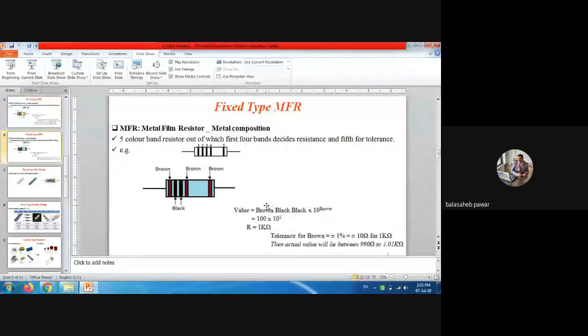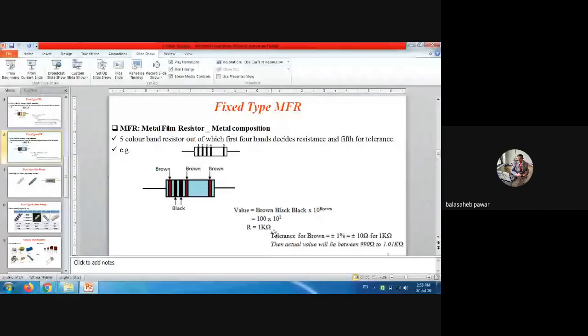Instead of 2, here we have to take 3. That's why I wrote brown, black. First one, assigned number is 1, and for the remaining next two are black. So 0, 0. So 1, 0, 0 into 10 raised to power, that is the number assigned to this brown color, and it is 1. So it will be 1000 ohm. That means 1K.